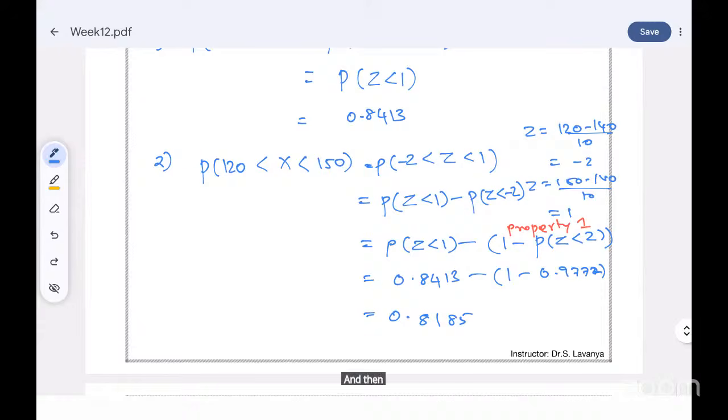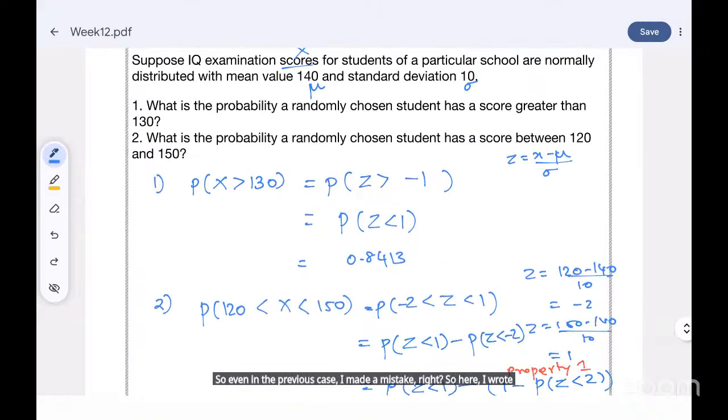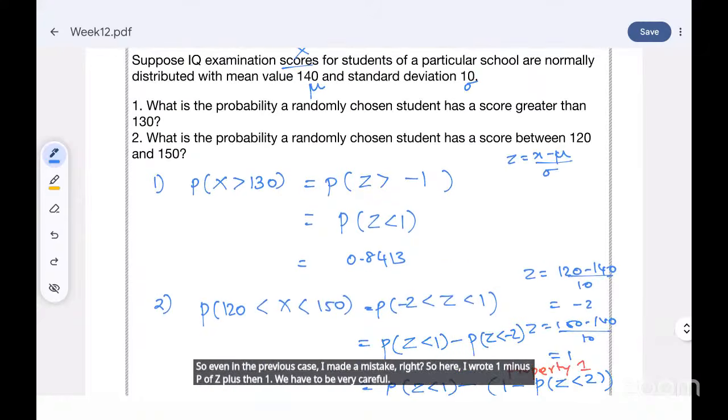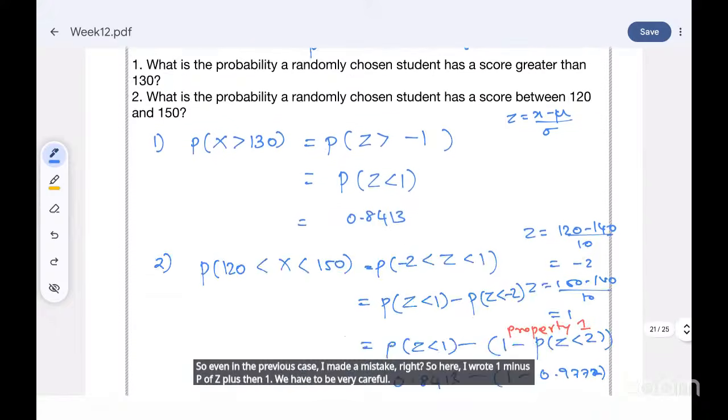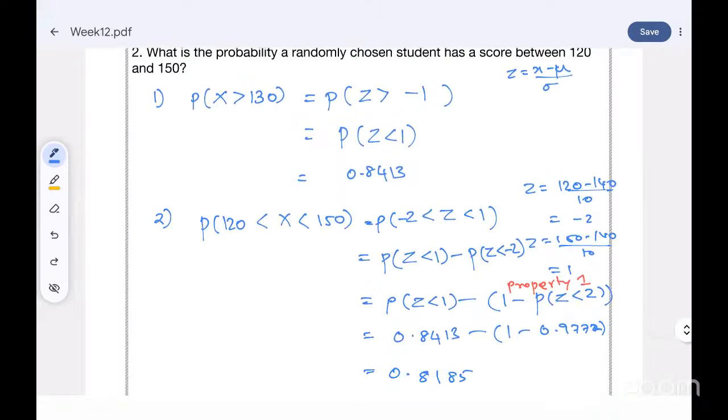In these properties, because it's about greater than and less than, it's very confusing. We have to be very careful. Even in the previous case, I made a mistake: here I wrote 1 minus P of Z less than 1. We have to be very careful. Apart from this confusion, the logic is fine for everyone, right? Shall we move on?